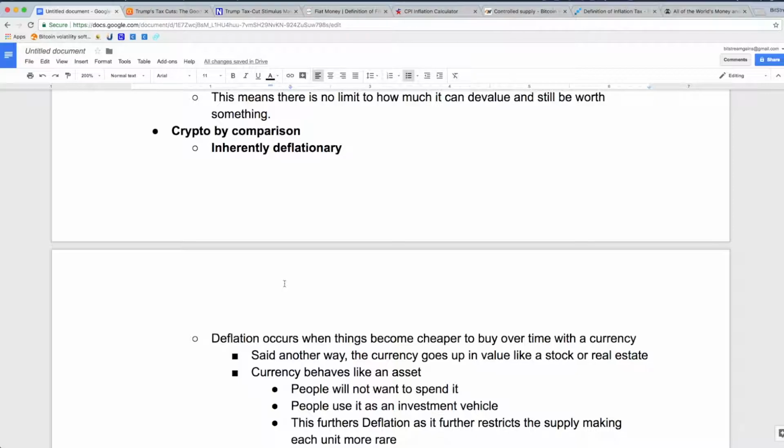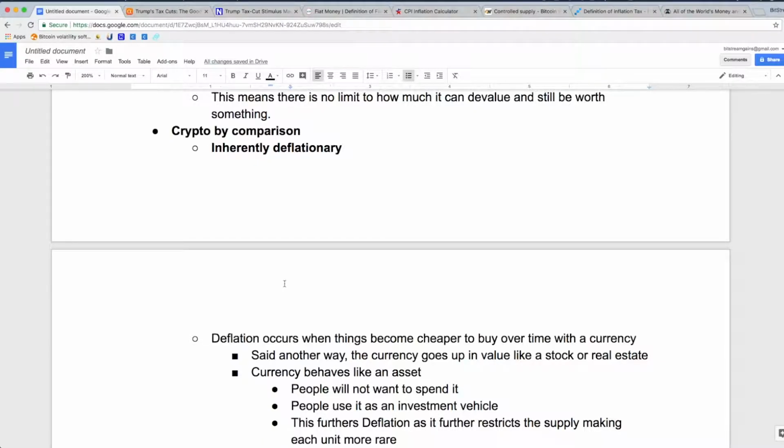And the dollar is inherently inflationary, which means it's going to get cheaper over time compared to a currency that is going to stay right where it is. All else being equal, Bitcoin and currencies like it will get more valuable in terms of dollars over time.